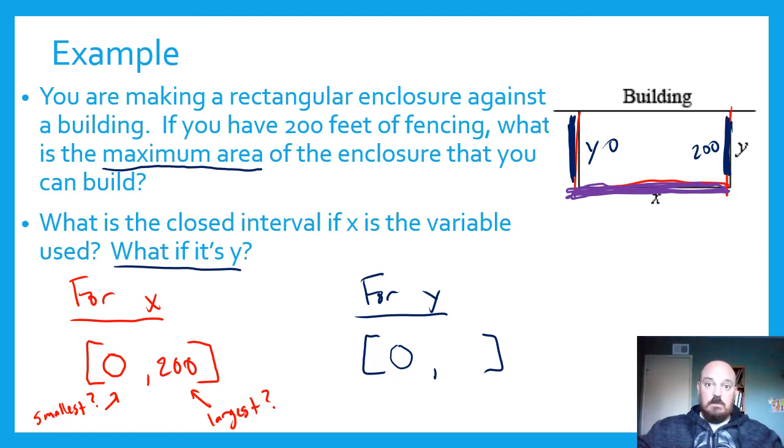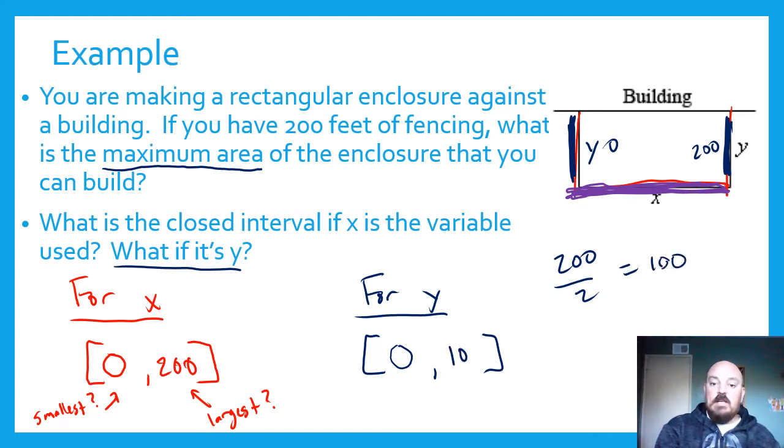The y represents both fences. So what you do is you actually just divide by 2. The biggest y could be is 100. And again, because if y was 101, then I have two 101 foot fences. Together that adds up to 202 feet. I don't have that much.